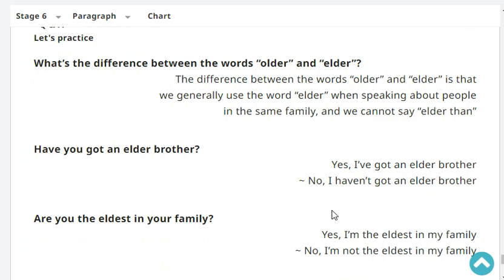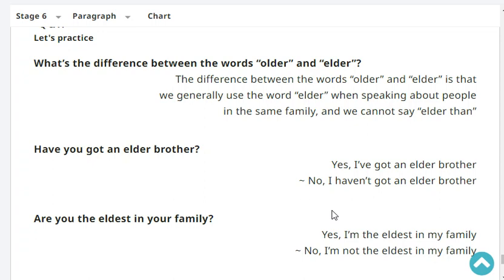The difference between the words older and elder is that generally we use the word elder when speaking about people in the same family, and we cannot say elder than. Well, have you got an elder brother?